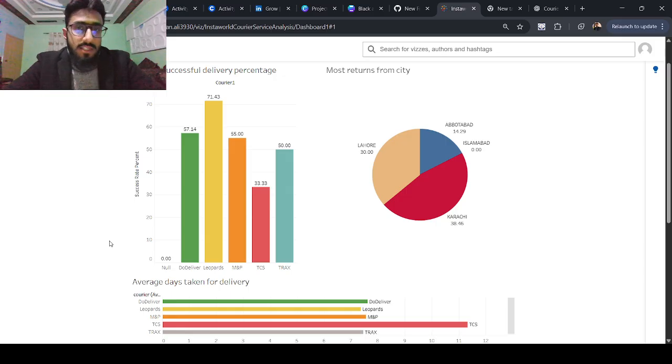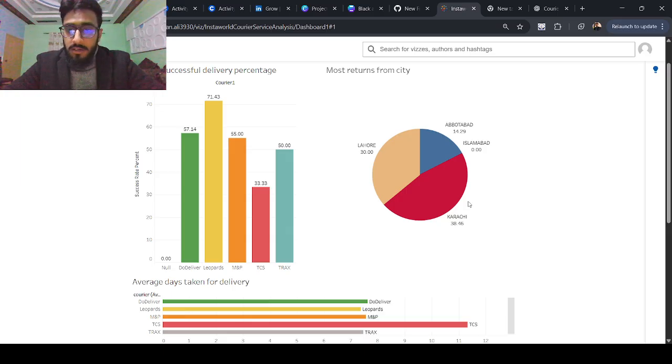Now on to the second agenda, which was which city is receiving the most number of return parcels. So we had to take into account all of the cities. I took into account basically five of the top cities that I received orders from, as of course there are multiple others. I think there are around 30 or 35 cities in total in the data I had, but I took into account the top four or five cities from which I got the most number of orders.